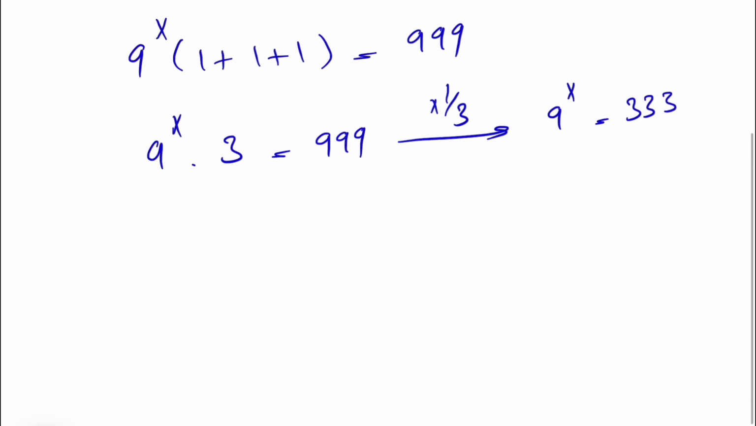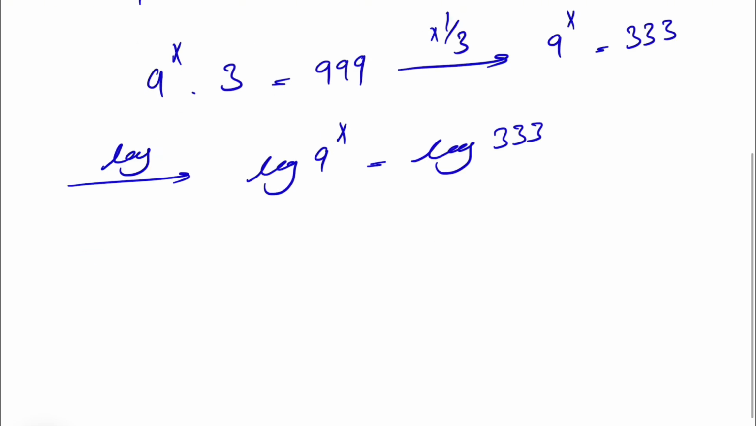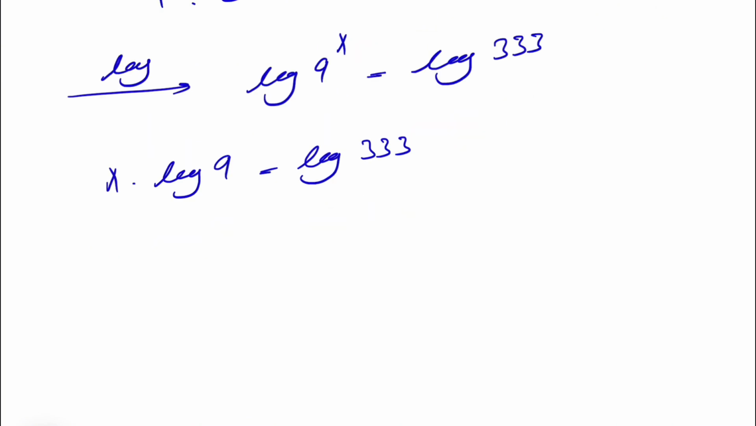And we have x in the exponent, so we're going to do the logarithm on each side of the equation. So we'll have the log of 9 to the x is equal to the log of 333, and what we get in here is x times log of 9 is equal to log of 333.